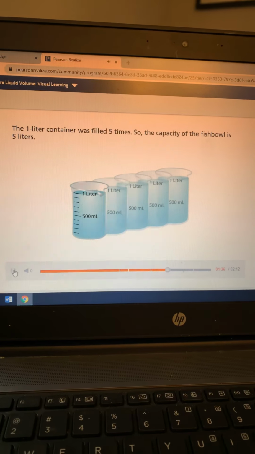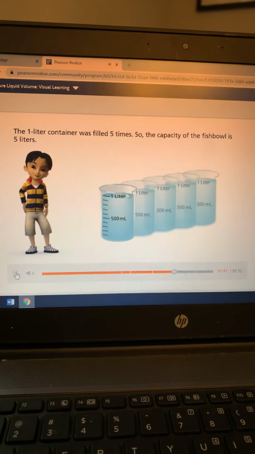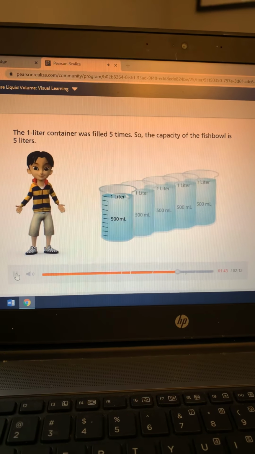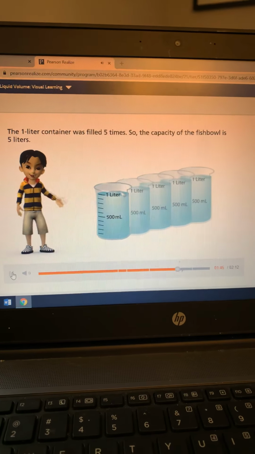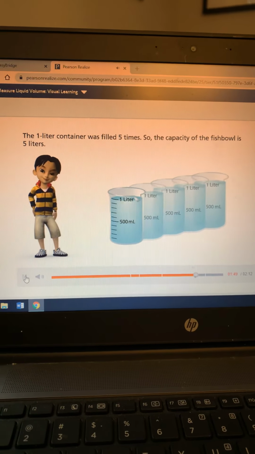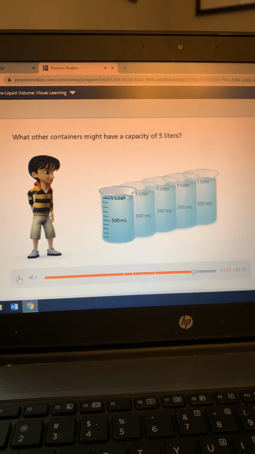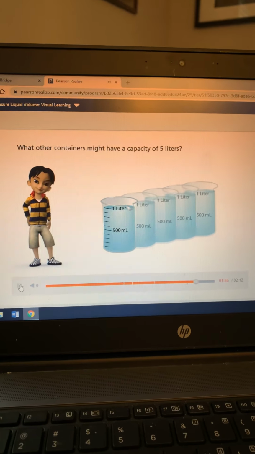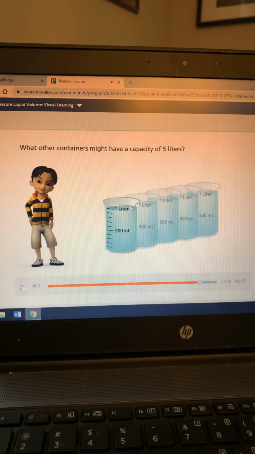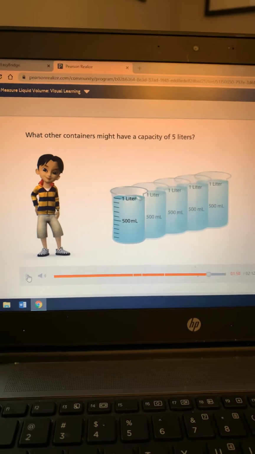The 1 liter container was filled 5 times. As you work, it is helpful to keep a record of the measurements made. So the capacity of the fishbowl is 5 liters. What other containers might have a capacity of 5 liters?